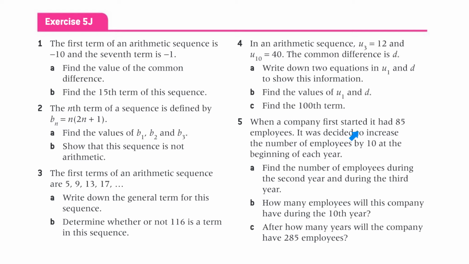5, when a company first started, it had 85 employees. It was decided to increase the number of employees by 10 at the beginning of each year. Find the number of employees during the second year and during the third year. Well, if it started with 85 and it adds 10 every year, 10 is the d. So we know that in the second year it's going to be 95, and in the third year it's going to be 105. How many employees will this company have during the 10th year?